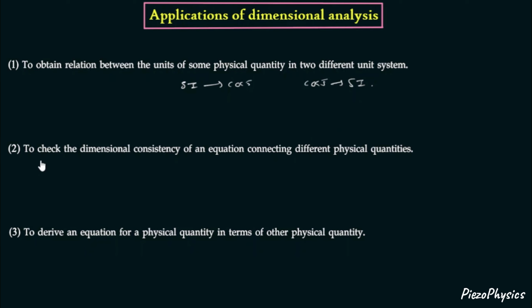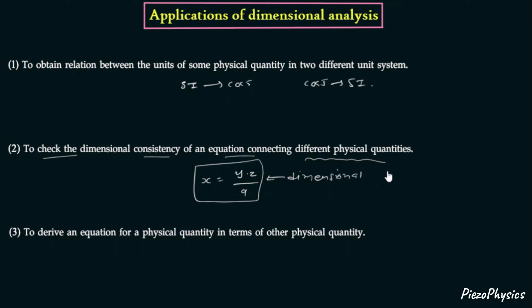Our second application is to check the dimensional consistency of an equation connecting different physical quantities. It means if we are provided some equation x equals y into z divided by a, we can check its dimensional consistency using dimensional analysis. Our third application is to derive an equation for a physical quantity in terms of other physical quantities. We will learn about it in dimensional analysis.